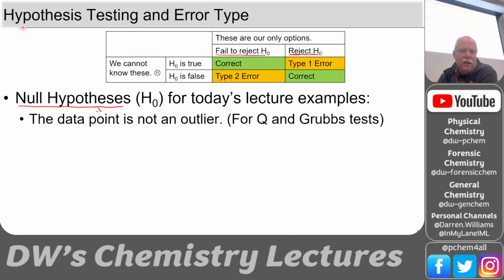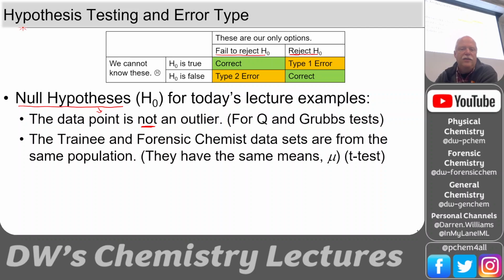That the data point is not an outlier. And so then we will do a test to see what's the probability that it's not an outlier. Then we're going to have some other null hypotheses. So the trainee and forensic data sets are from the same population, meaning there's no distinguishable difference between their means. They have the same means. And we would use the t-test for that.